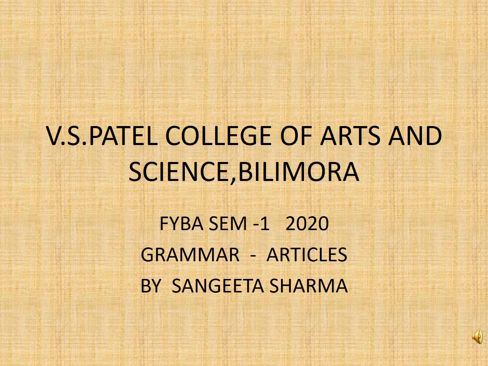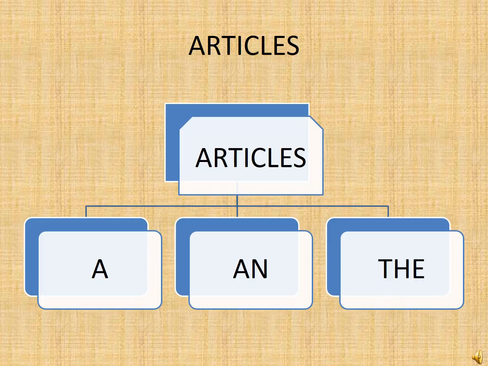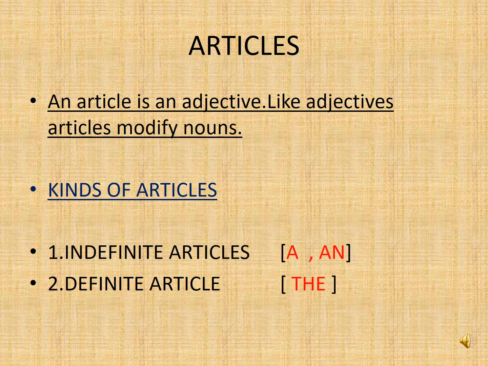Today, I'll give you very important information related to articles. So let's begin. Here are three articles: A, An, The. So friends, an article is an adjective. Like adjectives, articles modify nouns. And if we talk about kinds of articles, there are two kinds: indefinite articles and definite articles.